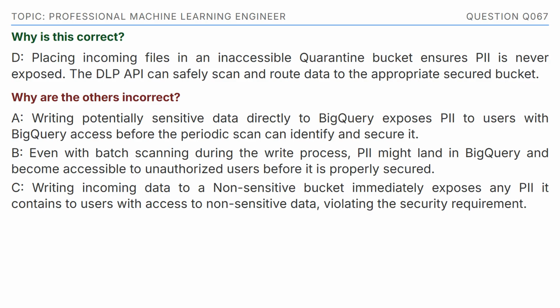Why are the others incorrect? A. Writing potentially sensitive data directly to BigQuery exposes PII to users with BigQuery access before the periodic scan can identify and secure it. B. Even with batch scanning during the write process, PII might land in BigQuery and become accessible to unauthorized users before it is properly secured. C. Writing incoming data to a non-sensitive bucket immediately exposes any PII it contains to users with access to non-sensitive data, violating the security requirement.